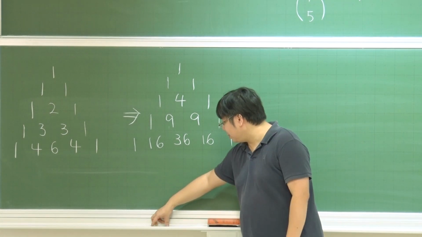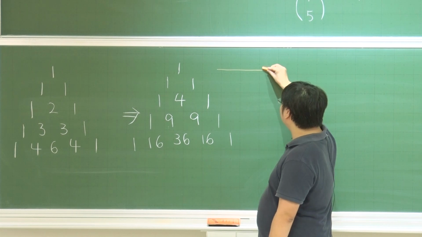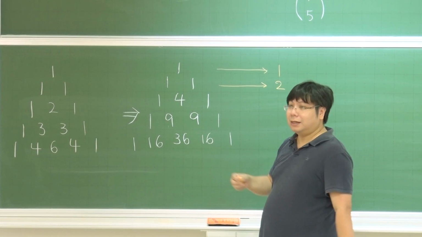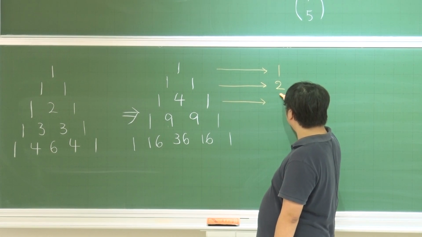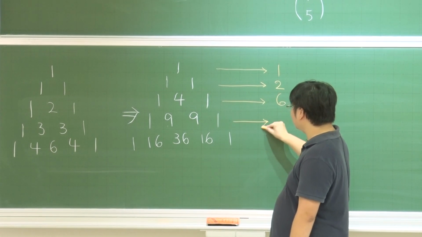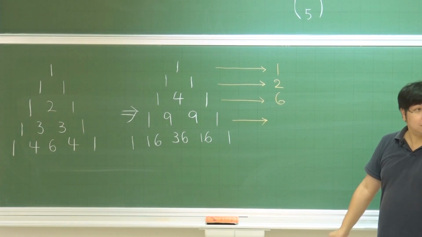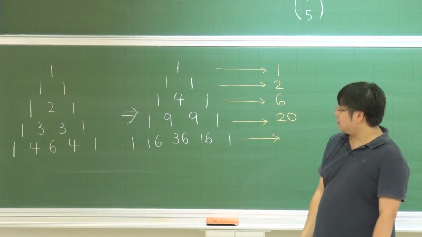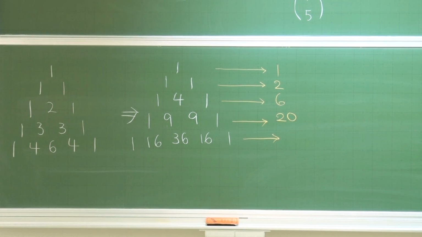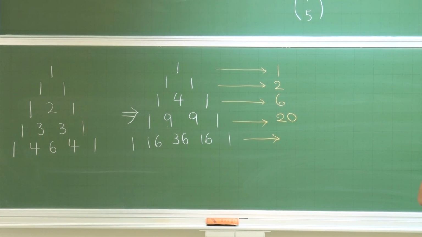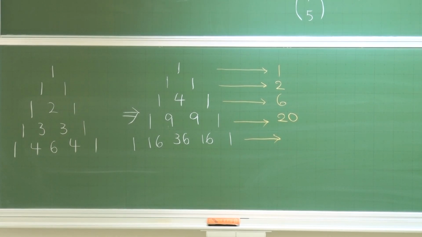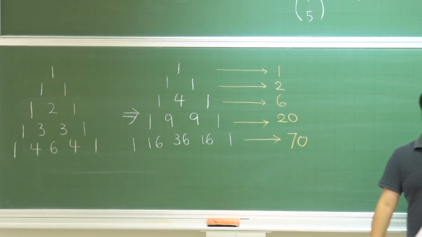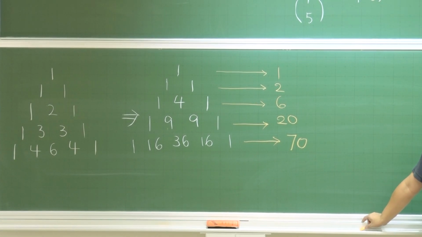We add them up. So this one you add it is 1. This one you add it is 2. Is that okay? This one you add it is 6. This one you add it is equal to what? Is 20. This one you add it is what? 70? Is it 70? Let me see. Looks like 70, right? Okay. Looks like, yeah. So what is special about this term?